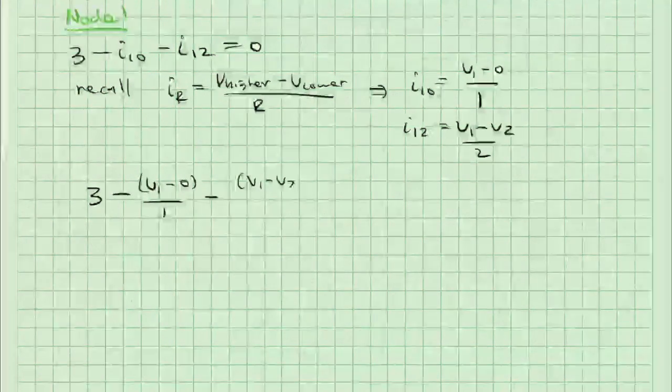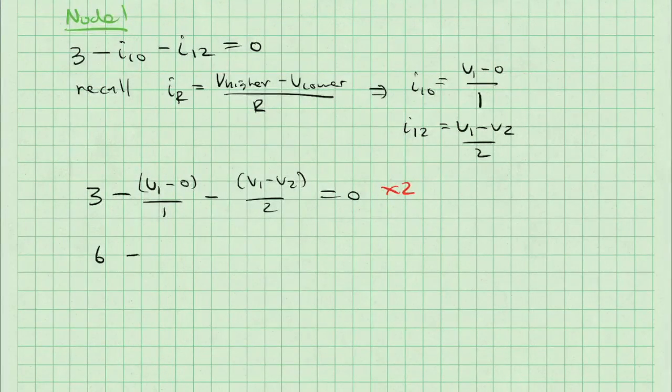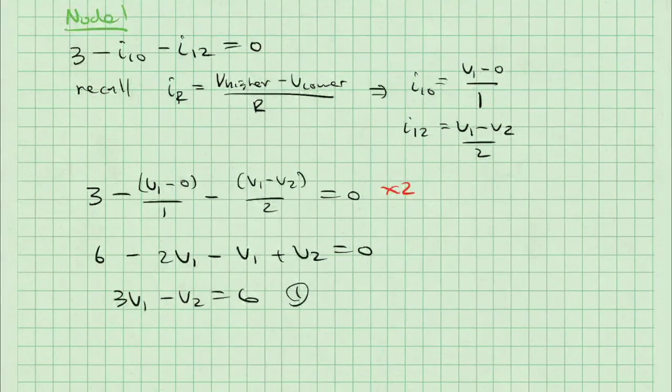Plugging these expressions in, I see that to simplify, I can multiply by 2. Multiplying by 2 and collecting terms together, I get 3V1 minus V2 equals 6. This will be my first equation with two unknowns.